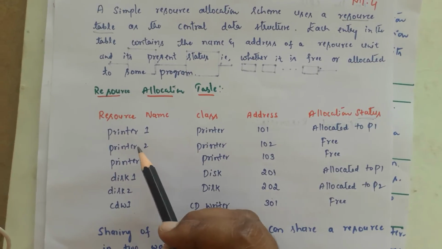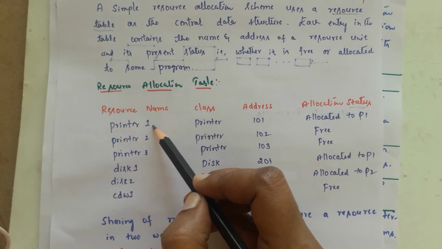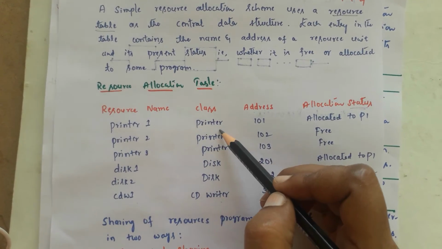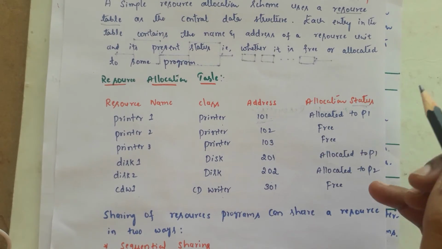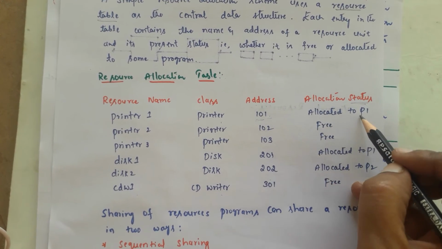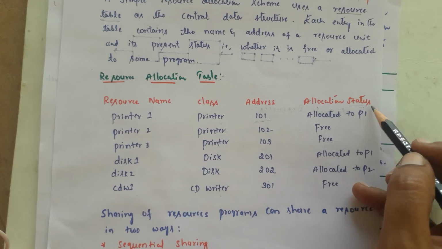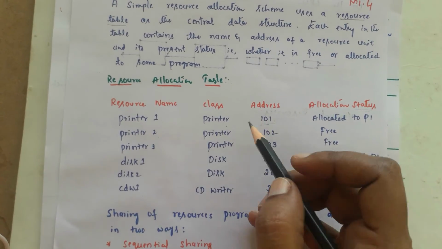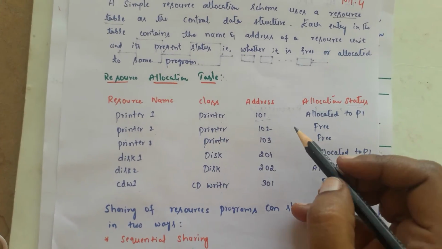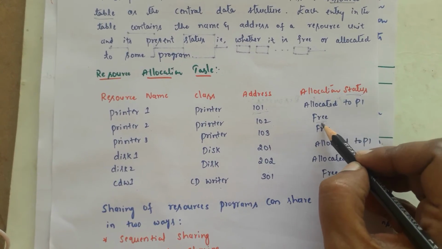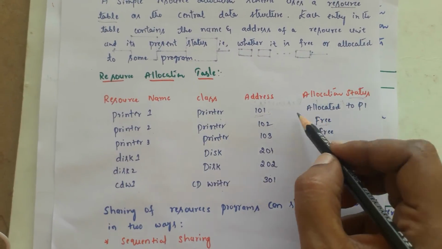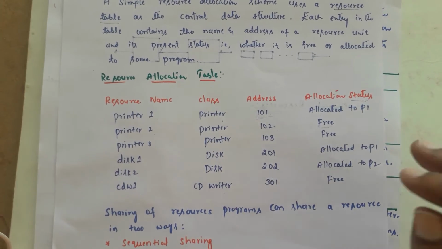For example, you can see here we have taken printer 1. The class of that resource is printer. The allocated address for this is 101, and the status is yes, it is allocated to program P1. Similarly, we have printer 2. Of course, it belongs to class printer. The address we have assigned is 102 and the status is free. That means this resource can be allocated to any other program.